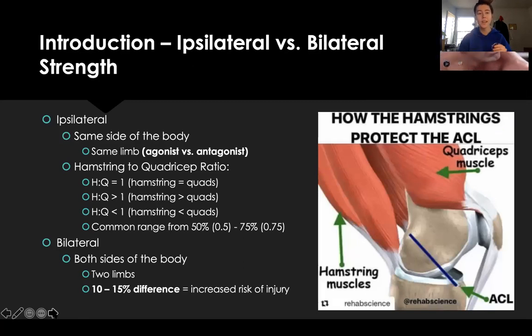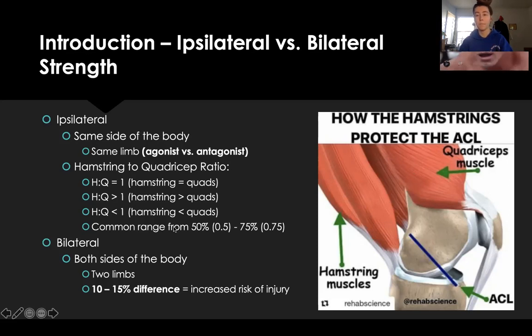So now we're going to get into more of the applications for the experiment. Ipsilateral and bilateral. Ipsilateral is the same. Bilateral, think of two, both. So ipsilateral is the same side of the body, same limb. So your agonist versus antagonist. Let's say the agonist is the quads, and the antagonist is the hamstrings.